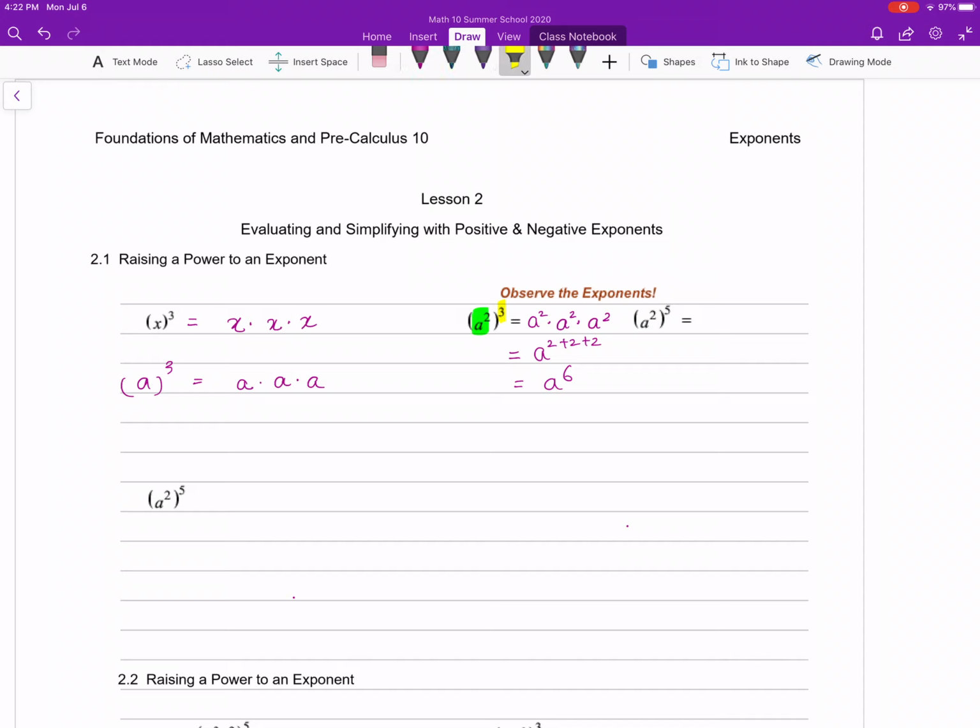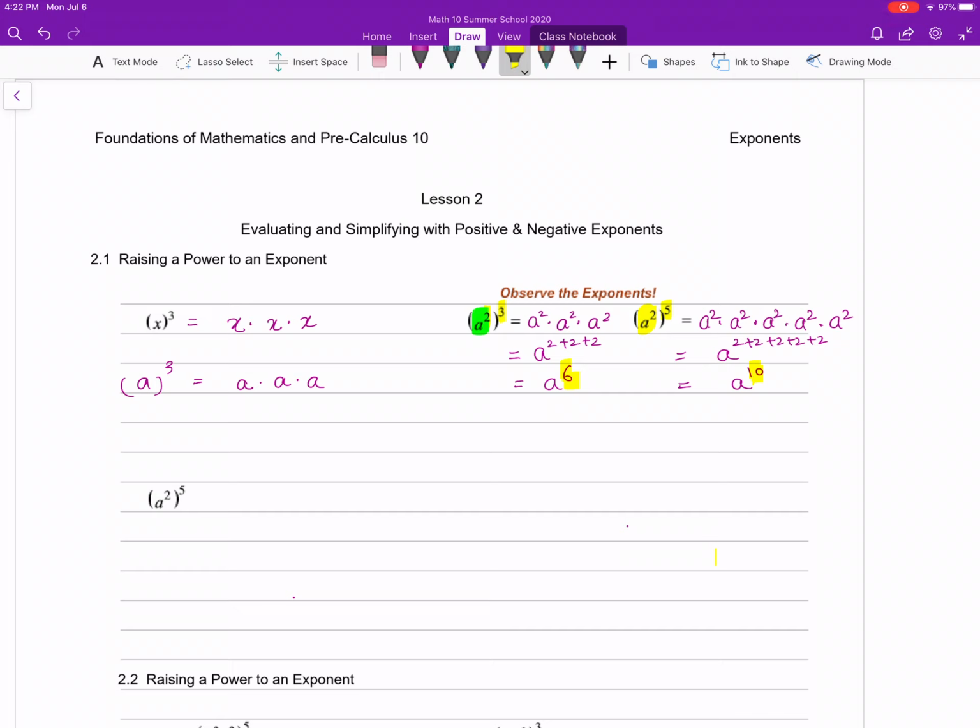Similarly, in the second one, the base is a squared and it's raised to the power 5. So I can multiply a squared 5 times: a squared times a squared times a squared times a squared. Again, if I apply the exponent laws, I add all the powers: 2 plus 2 plus 2 plus 2, and this gives me a to the power 10. Now, if we closely look at these exponents and compare them to the ones at the back, 3 and 2, and the final exponent is 6; 2 and 5, and the final exponent is 10.